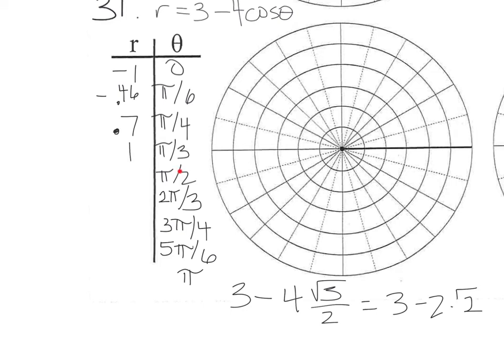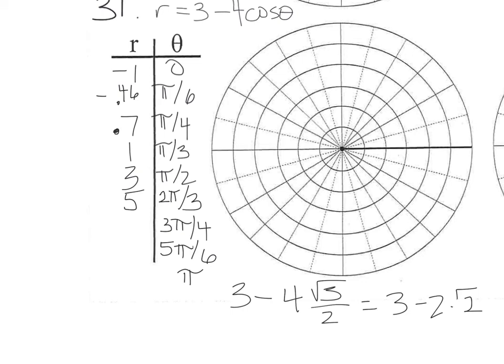Next, we plug in pi over 2. So pi over 2 goes in for here. Cosine pi over 2 is 0. 0 times 4 is obviously 0. So 3 minus 0 will give us 3. Next, we go 2 pi over 3. 2 pi over 3 goes in for here. That would make this negative a half. So negative 4 times negative a half would be positive 2. So 3 plus 2 will give us 5.